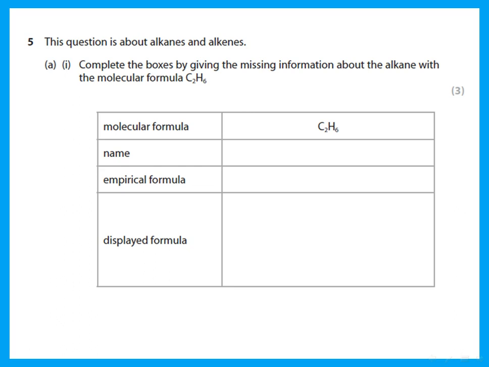This question is about alkanes and alkenes, and he says complete the boxes. So he has C2H6. What is the name of C2H6? First of all, you should remember anything that has two carbons, its name must start with eth. Then, is this an alkane or alkene or alcohol or acid? We said if the number of hydrogens is more than twice the number of carbons by 2, then it is an alkane. So the name of this would be ethane.